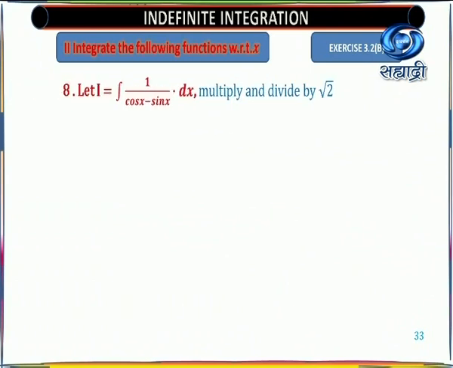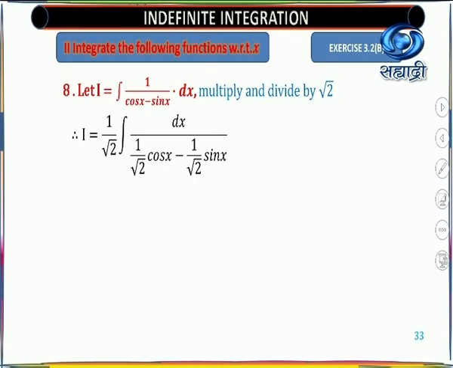Okay, we'll start with the next example, that is the 8th one. I equals integral 1 upon cos x minus sin x dx, multiply and divide by root 2. If you are multiplying and dividing by root 2, you will get 1 upon root 2 outside. Now look here, this is your example. So in the integral, you will get 1 upon root 2 in the numerator, and in the denominator root 2 cos x minus 1 upon root 2 sin x dx.